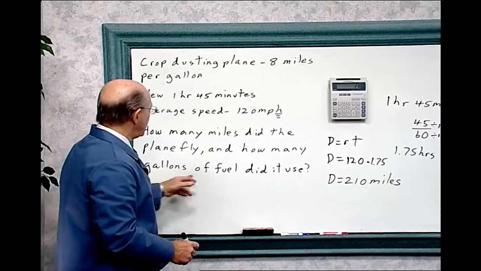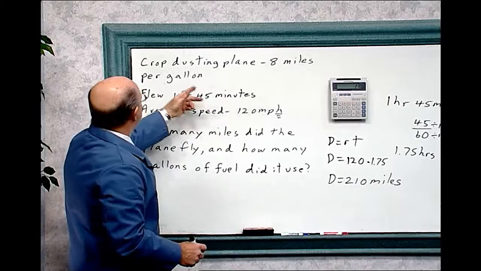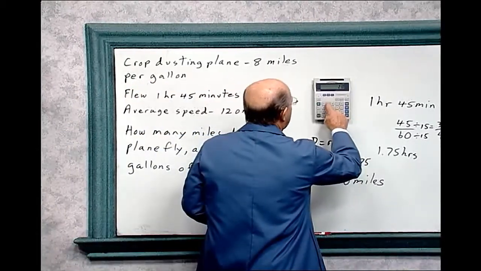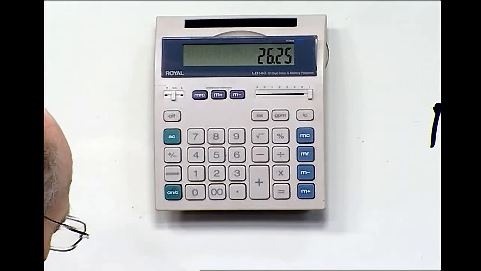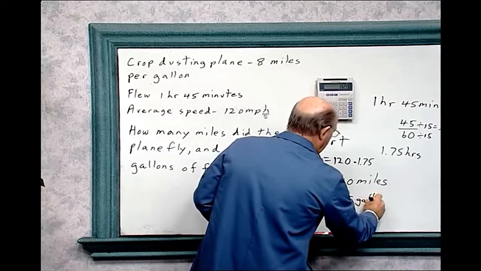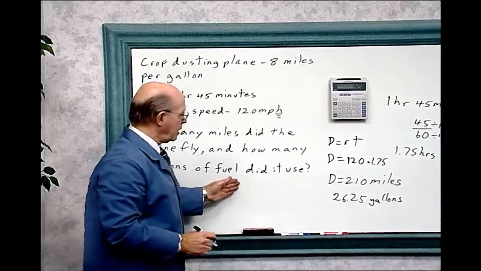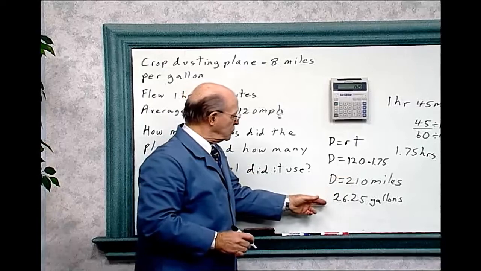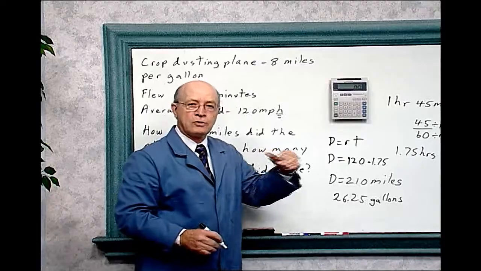And how many gallons of fuel did it use? And all we have to do now, if it averages 8 miles per gallon, we just divide that number by 8 equals, it's 26.25 gallons. So the crop dusting plane flying for 1 3/4 hours consumed 26.25 or 26 1/4 gallons during that flight.